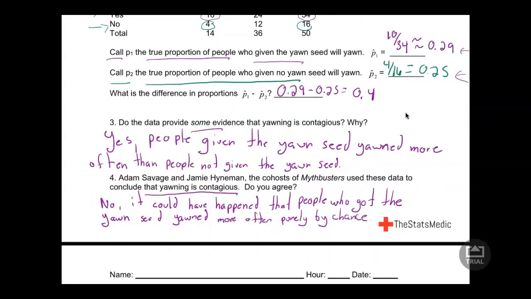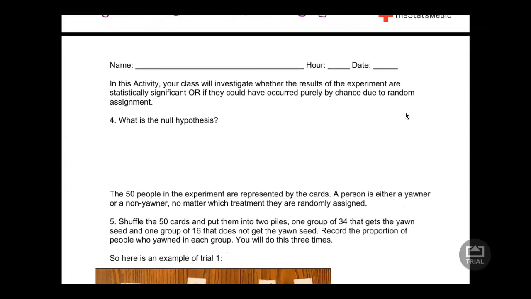Okay, so let's go on to the next page. All right, so we're going to take a look at this, and it says in this activity, which we would have done if we were in class, we're going to investigate whether the results of the experiment are statistically significant or if they could have occurred purely by chance.